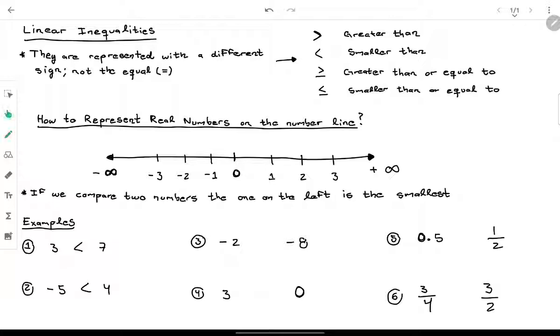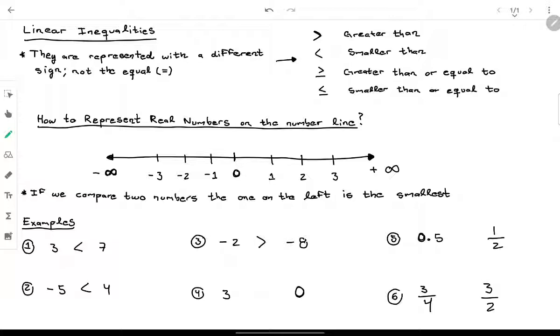What happens with this one? Sometimes it's super confusing for some people, because they say, okay, the 8 is bigger, so this one should be smaller. But let's think on the number line. The minus 2 we have here. The minus 8 will be here. The one on the left, remember, is the smallest. In this case the smallest is minus 8. That means minus 2 is greater than minus 8.